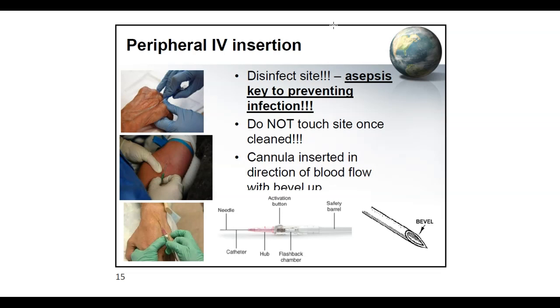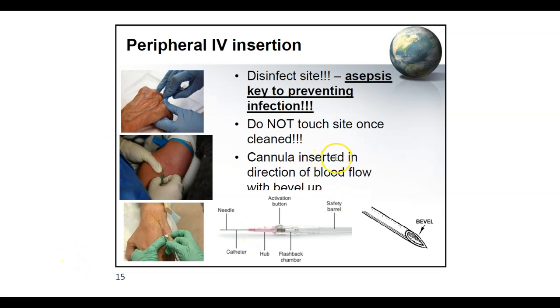Anyway, once you've chosen the perfect site for your IV, you have to disinfect the site. Asepsis is the key to prevent potential infection or sepsis. After you've cleaned it, please do not touch it again. If you touch it again, then you have to re-clean it. After it's cleaned, let the alcohol dry a little bit, and then you can insert the cannula or needle in the direction of the blood flow. As you can see here, in that direction, and make sure that the bevel is up.